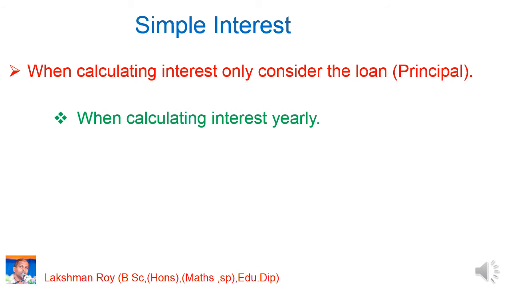Then when calculating interest yearly, students, if we calculate simple interest yearly, every year the interest is the same. Every year interest is the same. So you can understand when you go to the examples. Shall we discuss some examples so then you can get an idea about simple interest, students?